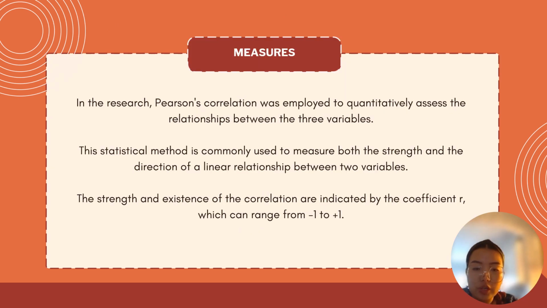Lastly, for this measure, we are using Pearson's correlation, which is used to assess the relationship between the three variables in this study. We use this method to measure the strength and direction of the linear relationship between two variables, so we are breaking it down and measuring it two by two. The strength and existence of the correlation is dependent on the coefficient R, which ranges from -1 to +1.